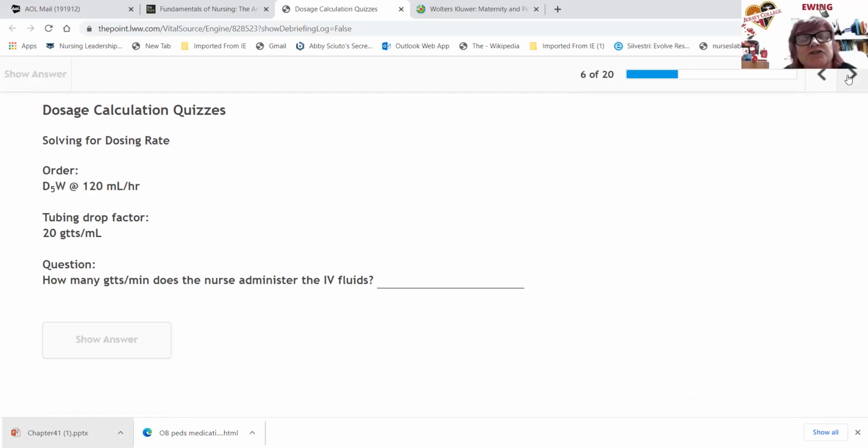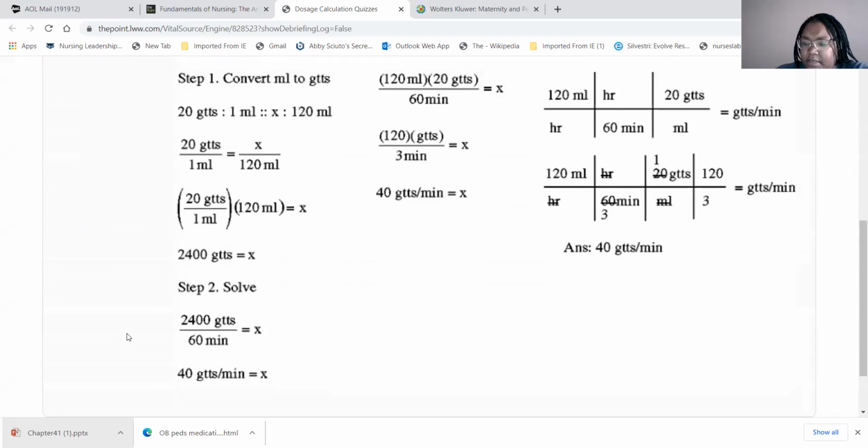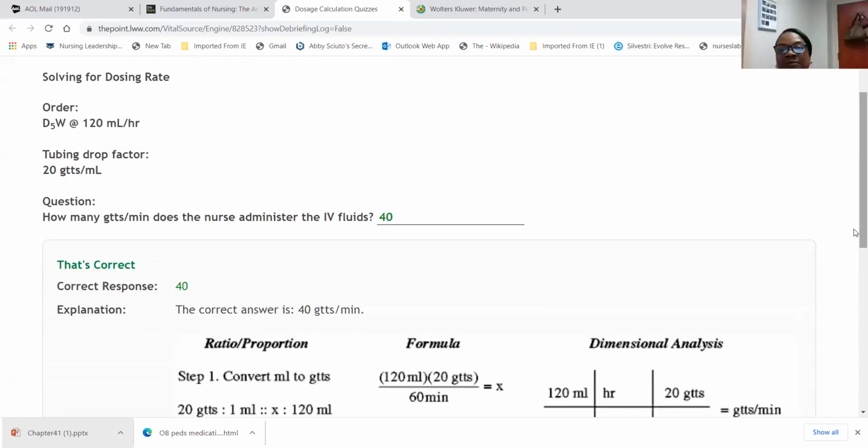Okay, again, ask what's the question asking me? Drops per minute. So as soon as I see drops per minute, I know I need three things: the volume, the time in minutes, and the drop factor. Okay. What'd you get? Okay, I got 40. Wait a minute. Rock stars. Yeah. Okay. You got it.